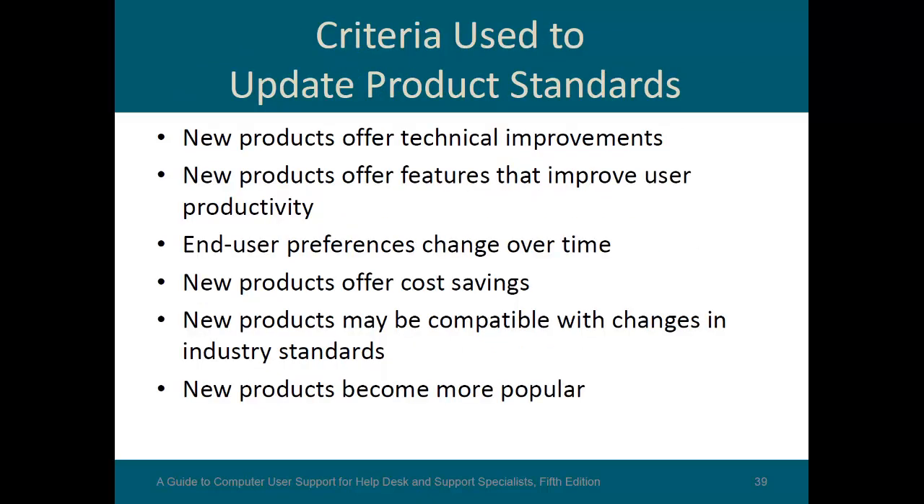New products offer technical improvements, another reason to upgrade. New products offer features that improve user productivity, so this is definitely an advantage. And user preferences change over time. New products offer cost savings, so when you're more efficient, things can be better on cost. New products may be compatible with changes in industry standards. So as the industry standards change, a lot of times the software will change with it. And new products become more popular and old products fall away.